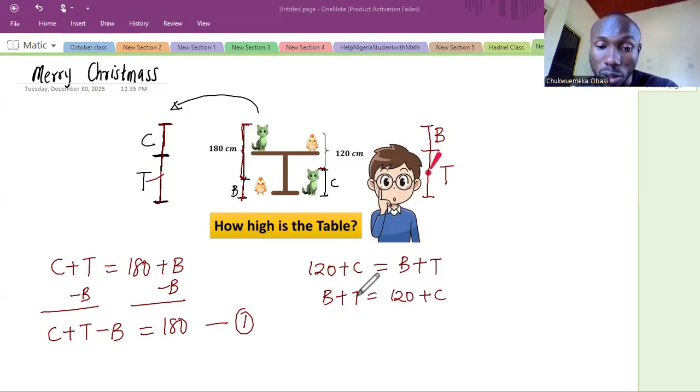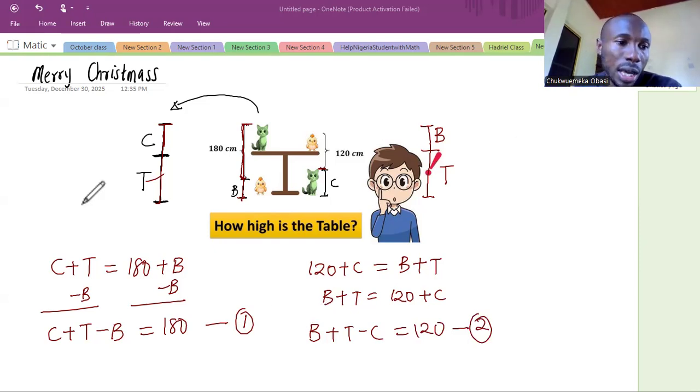Then I'll take the variable to the left-hand side. You know how it goes. Subtract C from both sides. That will be B plus T minus C equals 120. Another equation, call it equation 2. Now we're going to solve these two equations and then we can find the height of the table.